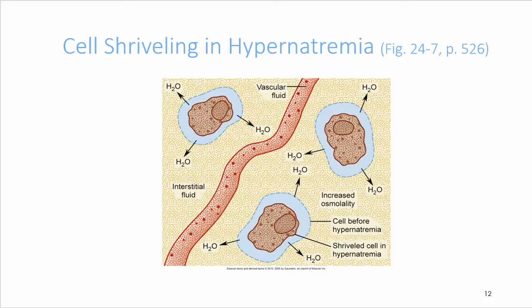Oftentimes there's thirst and oliguria. Now, you've got to be careful about that because those are also signs of a saline imbalance as well. But it could be either. The cells actually start to shrink, and that has its own manifestations. The cells don't work properly, and depending on what the cells are, they're just not going to be as efficient.